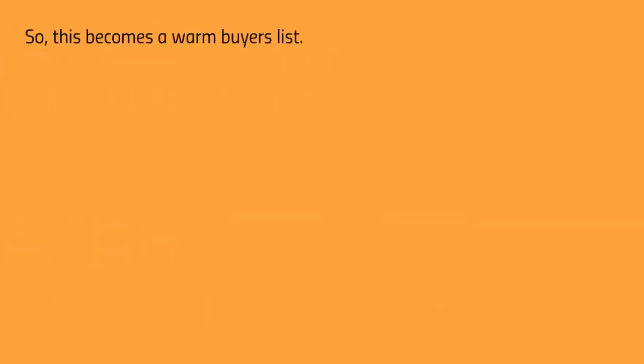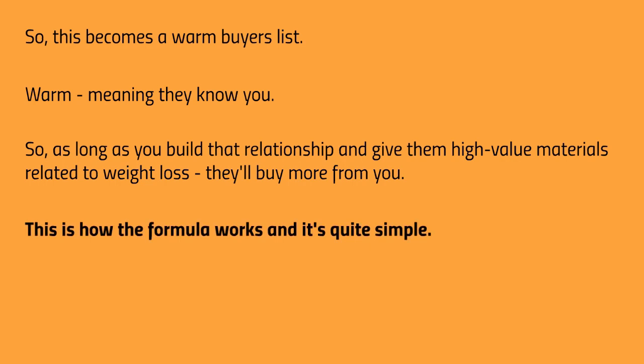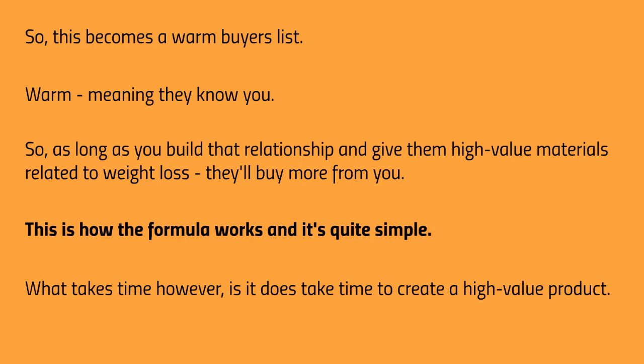So this becomes what we call a warm buyers list. Cold list means that they don't know you at all. They don't know who you are. They just subscribe to your list. They don't know what you can offer to them. With a warm list, they have that connection. They know you, basically. That's what that means. So as long as you build that relationship up and you constantly give them high value materials related to weight loss, they'll buy from you. And this is how the formula works. And it's very simple, as you can see.